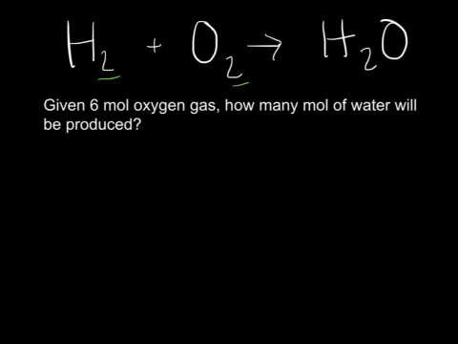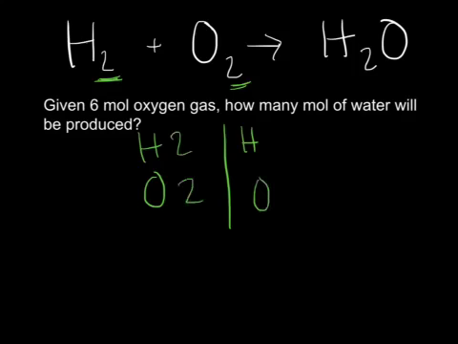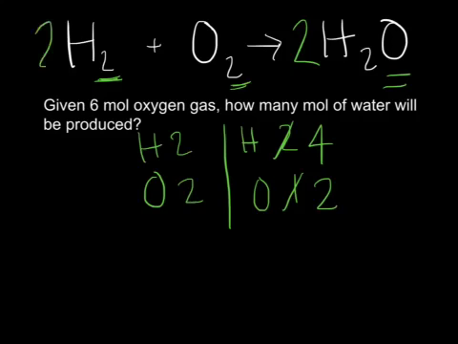Let's do one. Remember that these 2's are there because this is diatomic. So let's figure out what we do. Our first step is always going to be to balance. So first we have to balance our equation. We have hydrogen and oxygen. We identify how many we have. We realize we need to fix this oxygen, so we put our 2 in front. That gives us 4 hydrogens, so we need to put a 2 in front of that. Now we're balanced.